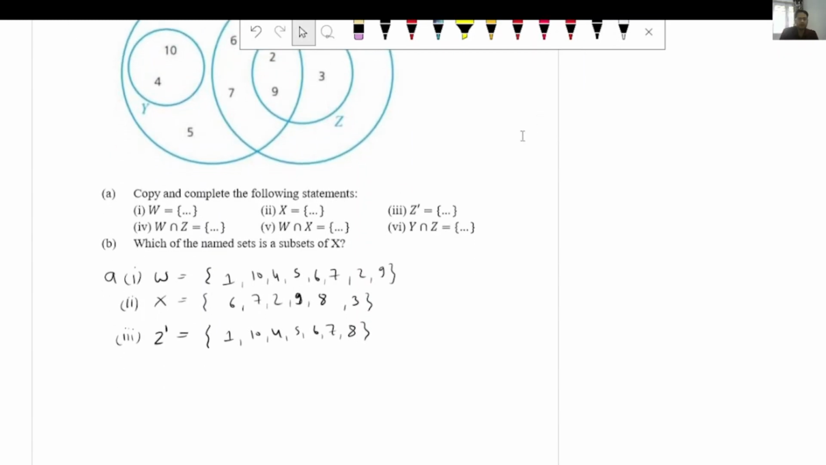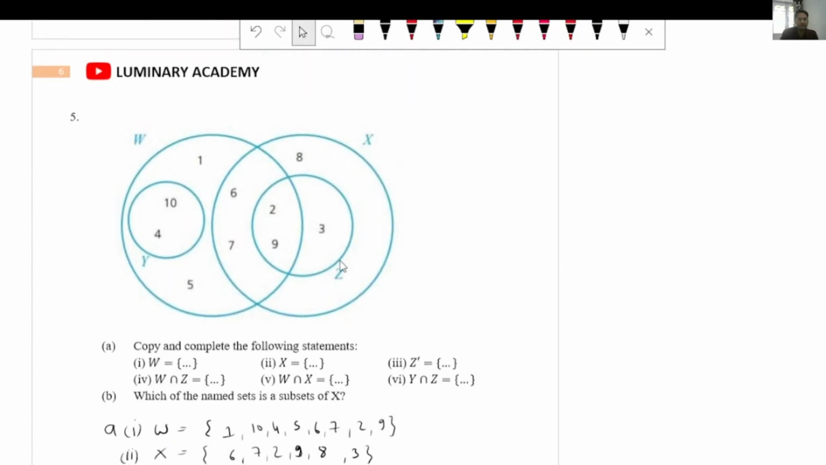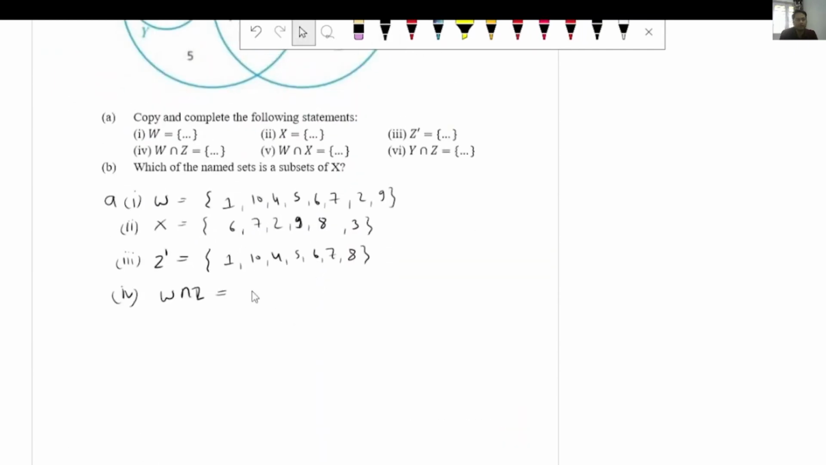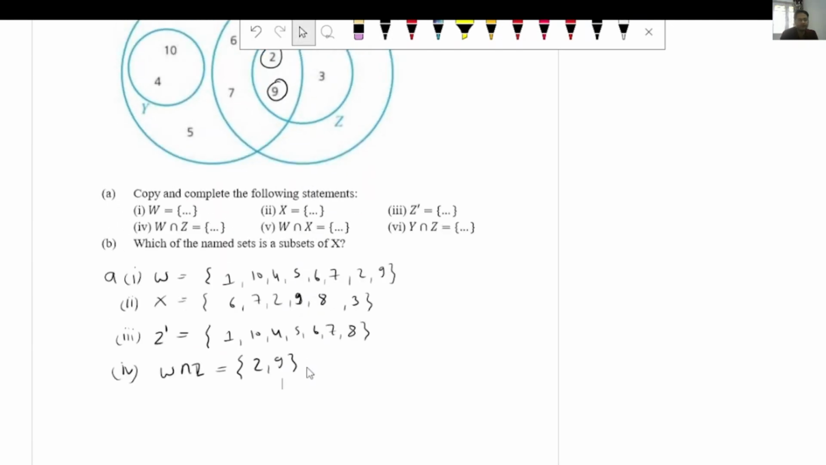Now coming to the fourth part, it is written W intersection z. W intersection z means what are the common parts between W and z? W and z have only two common elements, that is 2 and 9. This is the only common part. So what is the answer of W intersection z? The answer is 2, 9, right?